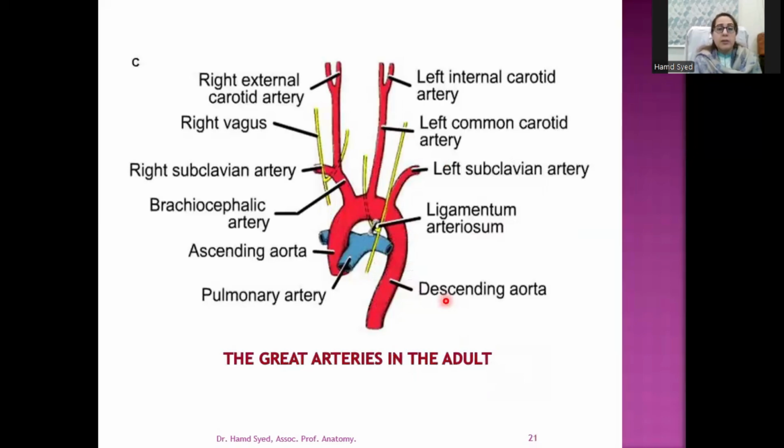Now, eventually, this is the pattern of the blood vessels which you will have in the adult. So these are the adult derivatives, and this is the adult pattern. We can see over here, this is the arch of the aorta. And from here emerges the brachiocephalic artery, as well as the left common carotid and left subclavian. And we can see that the ductus arteriosus has now been replaced by a ligament, which is known as the ligamentum arteriosum.